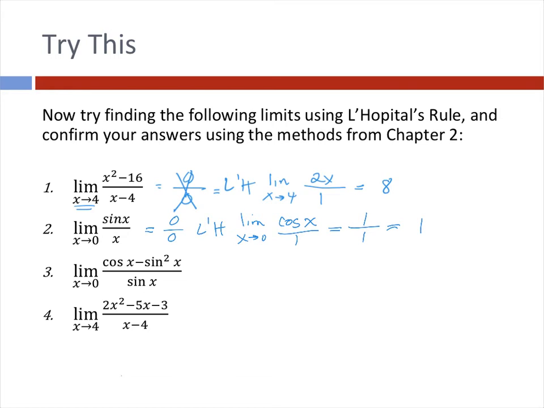Let's try the next one. So if I plug 0 in directly, I get cosine of 0 is just 1, minus the sine of 0 is 0. And so that squared is just 0. So on the top we get, excuse me, we get 1 over 0. Sine of 0 is just 0. So this is not in the indeterminate form. So we cannot use L'Hopital's rule with this problem.